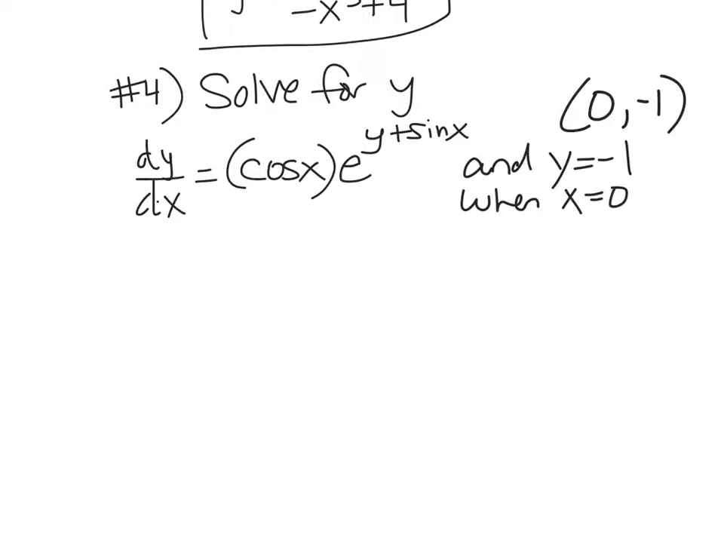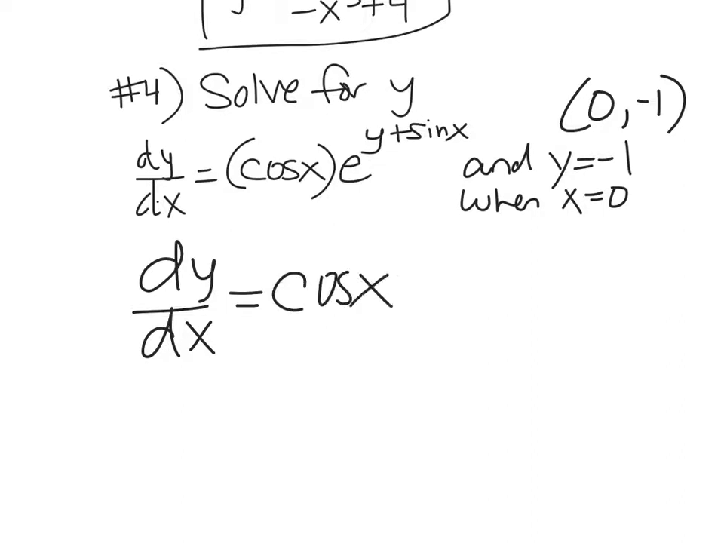So first of all, let's split this up a little bit here. We've got to get the x's together and the y's together. I'll show you. dy dx equals cosine x over e to the y plus sine x. Do you know what that equals? That equals e to the y times e to the sine x. Do you remember your exponent properties? When you multiply two things together, what do you do to the exponents? You add them. So all I did was take that property and split them up.